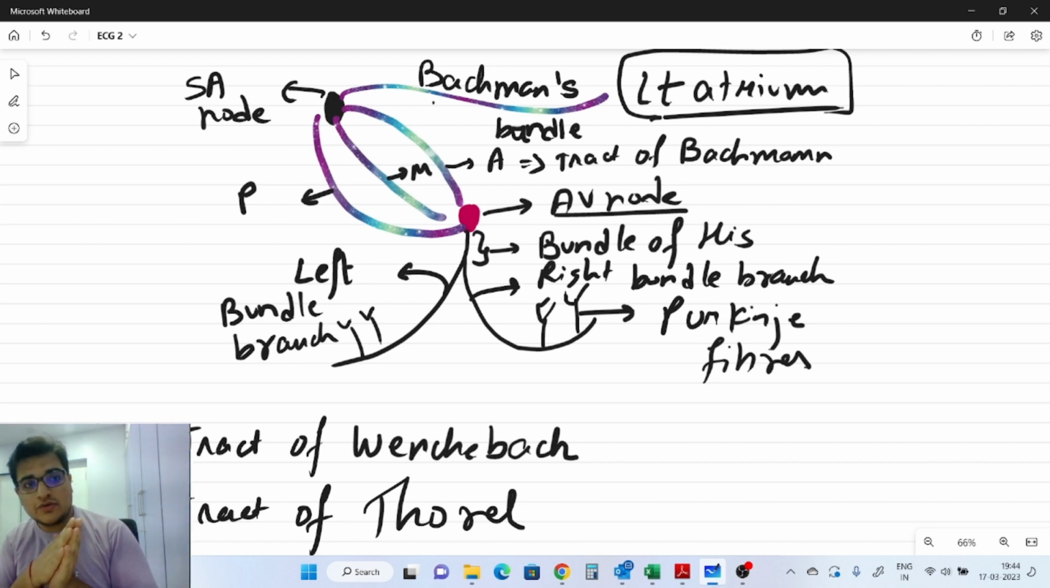Okay, the tracts are going to conduct these impulses from the SA node to the AV node as well as the left atrium. Okay, please remember, the two have the same name, Bachmann, but one is bundle and one is the tract. Do not get confused. Bundle is for the left atrium and tract is from SA node to the AV node. So from SA node to the AV node, we are going to take the musculature.